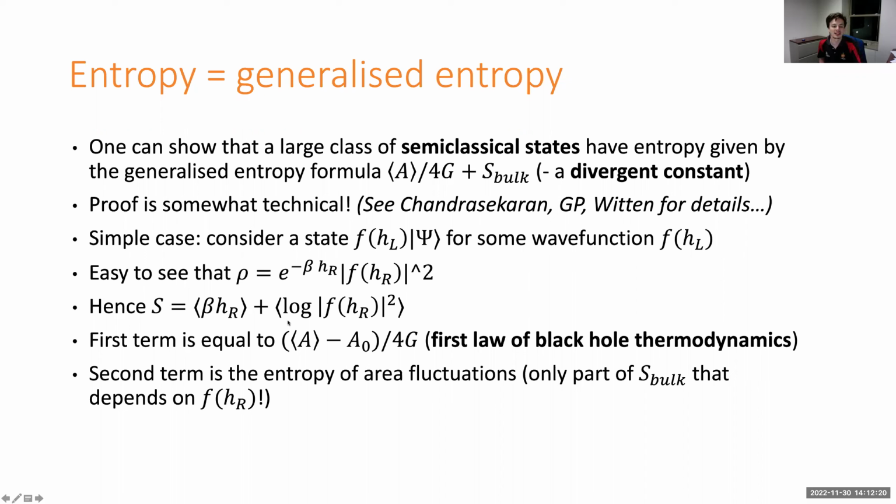Okay, what about the second term? Well, that's just the entropy of the fluctuations in the horizon area. Okay, so if the horizon area varies, the horizon area has a wave function that's the same as f, and this controls the fluctuations and the probability of it having a certain area A. So that's actually the only part of S bulk that varies depending on this function f for a wave function of this form, because we're fixing all the matter stuff to be in the Hartle-Hawking state. And so in this simple condition, you can think of this as basically being S bulk.